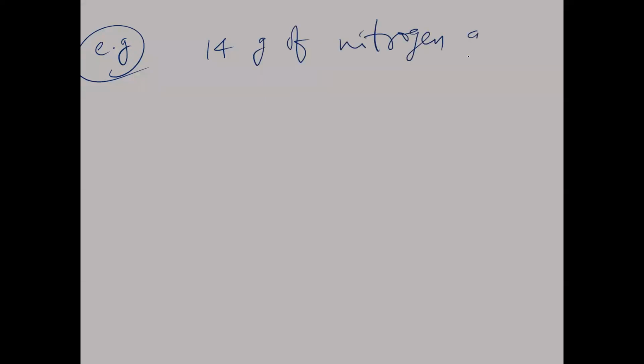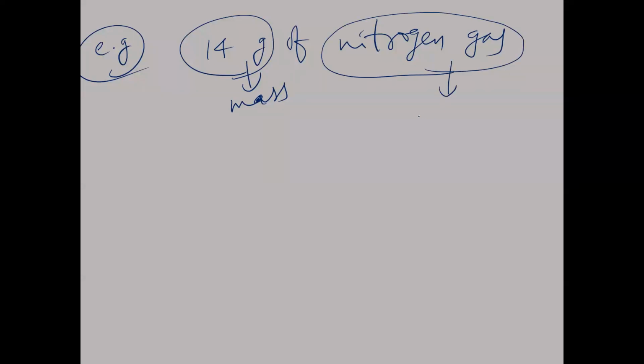Suppose, as an example, 14 grams of nitrogen gas is given. Now what is this 14 grams here? Is it gram molecular weight or mass? It is the mass of the gas. Mass is given. Now what is the nitrogen gas formula? Is it N or N2? For a gas, should we write the symbol of the atom or the formula of the molecule? We should write the formula, the molecule. So we have to mention N2.